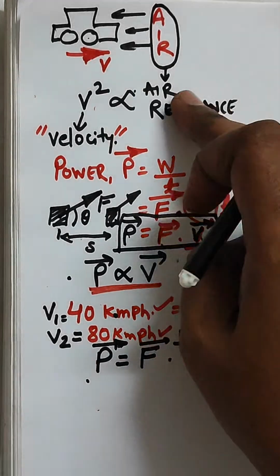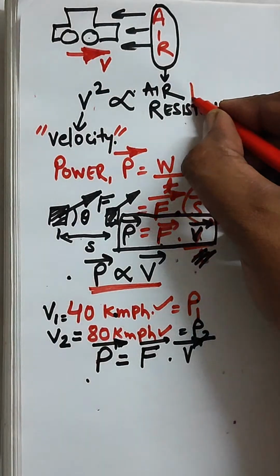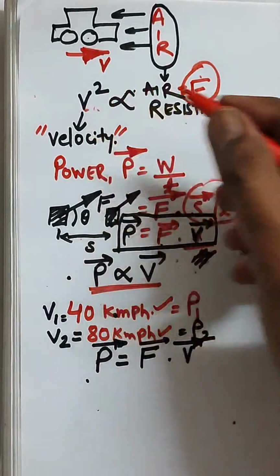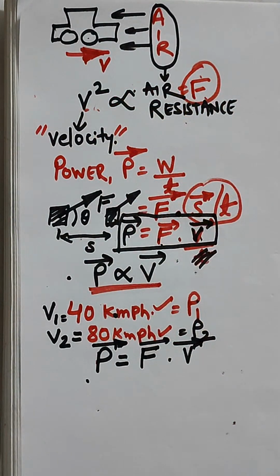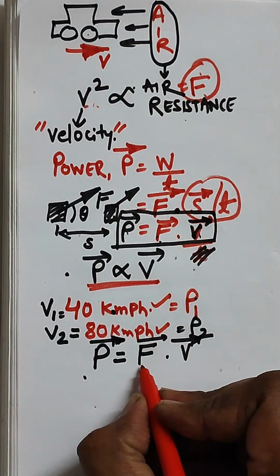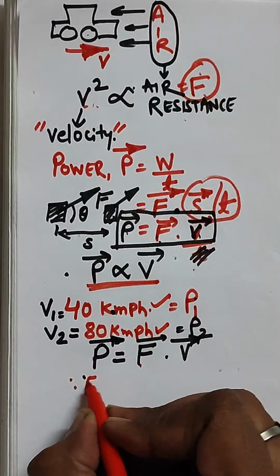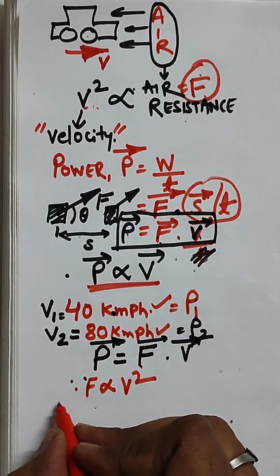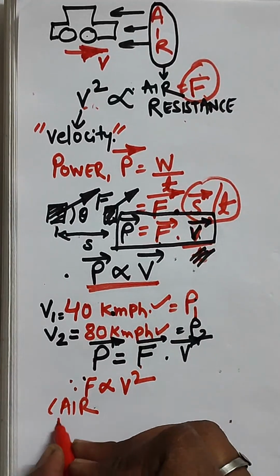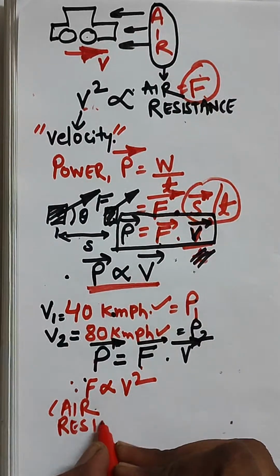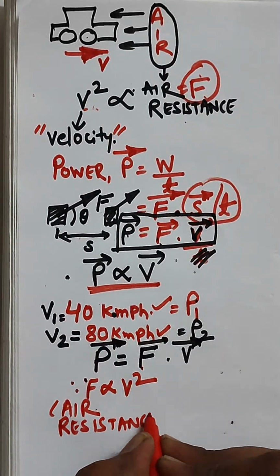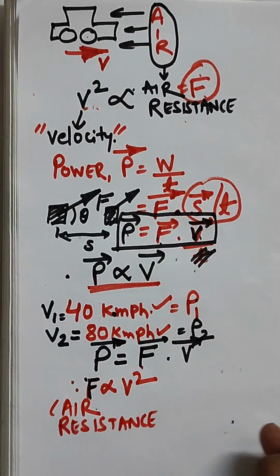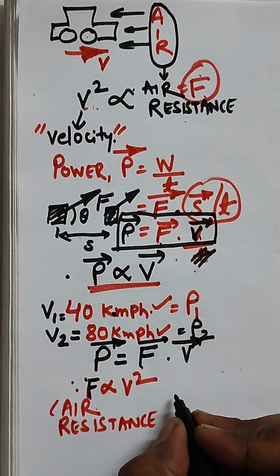And this air resistance is some force, and this is proportional to the V square of the automobile or the car. So this F is nothing but air resistance. This is proportional to V square. So can't we write that?